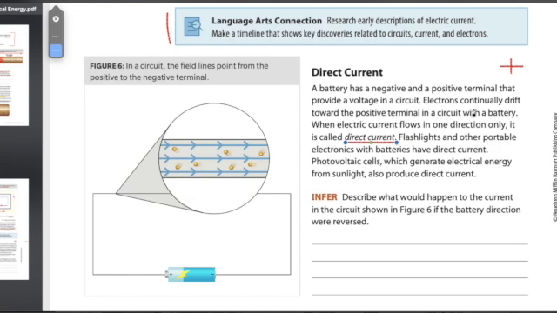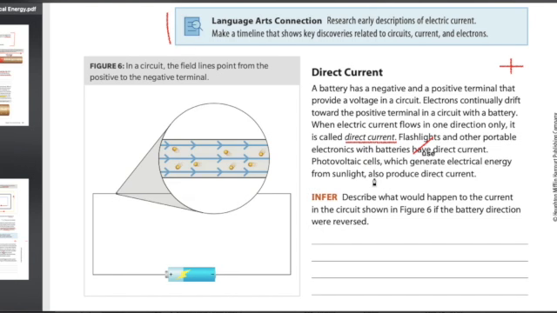It goes from the negative terminal toward the positive terminal directly. Flashlights and other portable electronics with batteries, we should say that they use direct current. Just going to do a little editing here. They use direct current. Photovoltaic cells, which generate electrical energy from sunlight, also produce direct current.